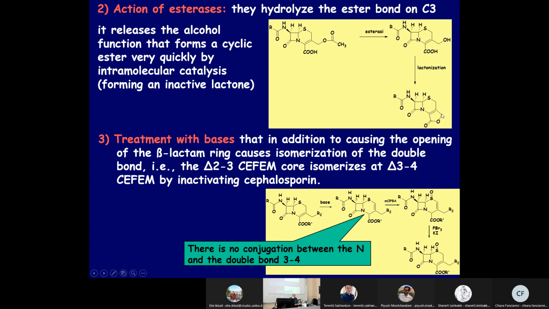form a lactone. A lactone is a cyclic ester. And so esterases are another class of enzymes able to inactivate this type of compounds.